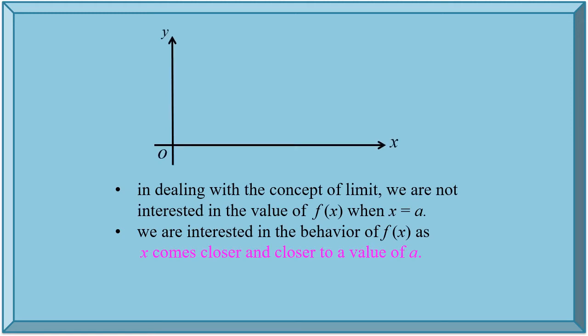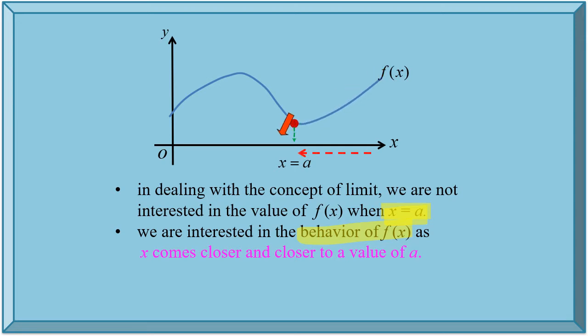In dealing with the concept of limit, we are not interested in the value of f(x) when x equals a. So this is the value of y. But we are interested in the behavior of f(x) as x comes closer and closer to the value of a. So let's see how it goes in a graph. This is our graph of f(x) and this is the value of x, which is a. We are not looking at the value of f(x), but we are looking at the behavior of the graph when it approaches a.